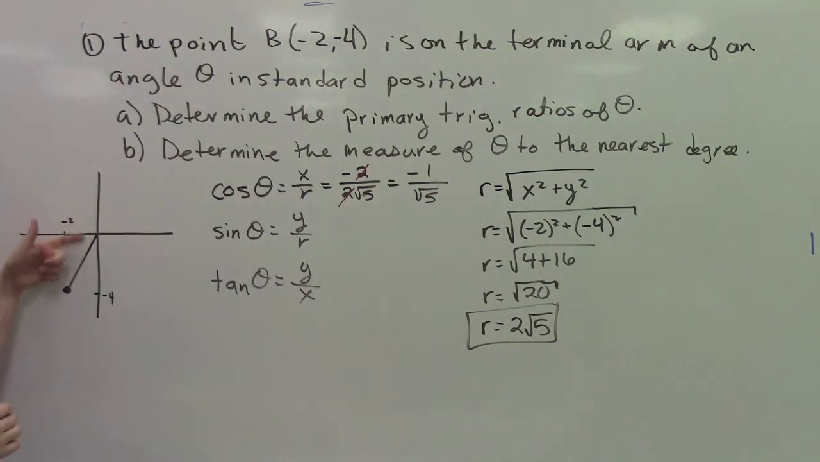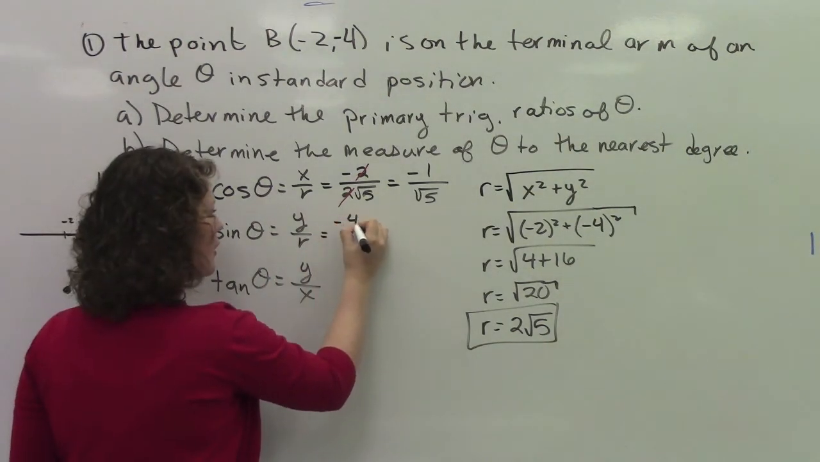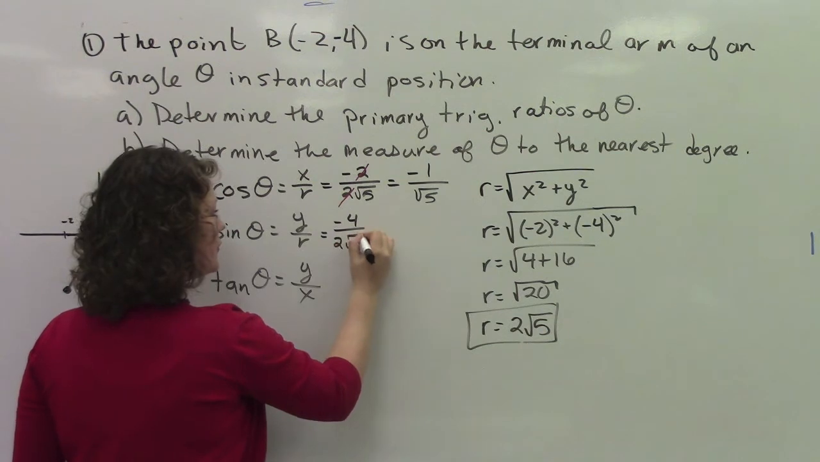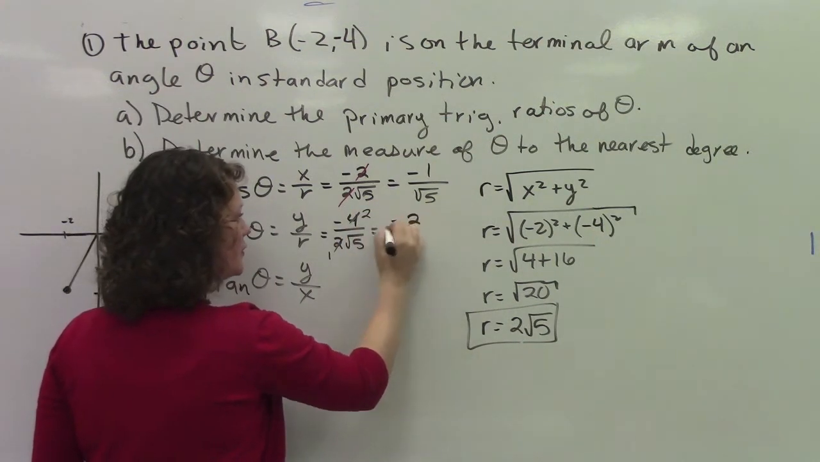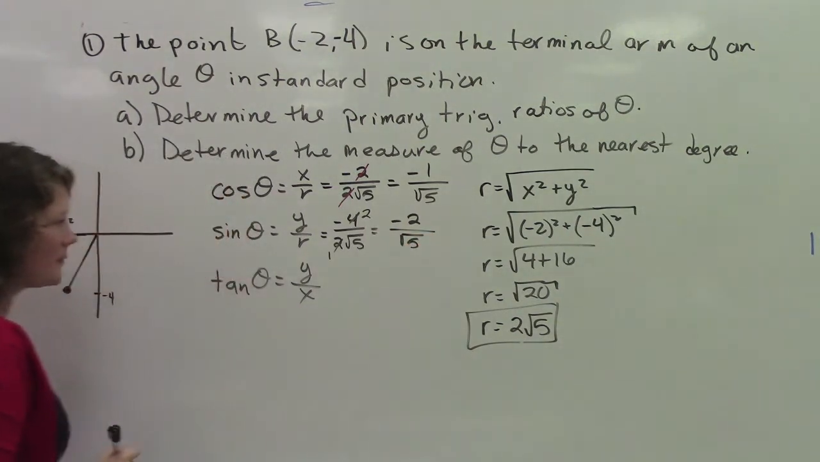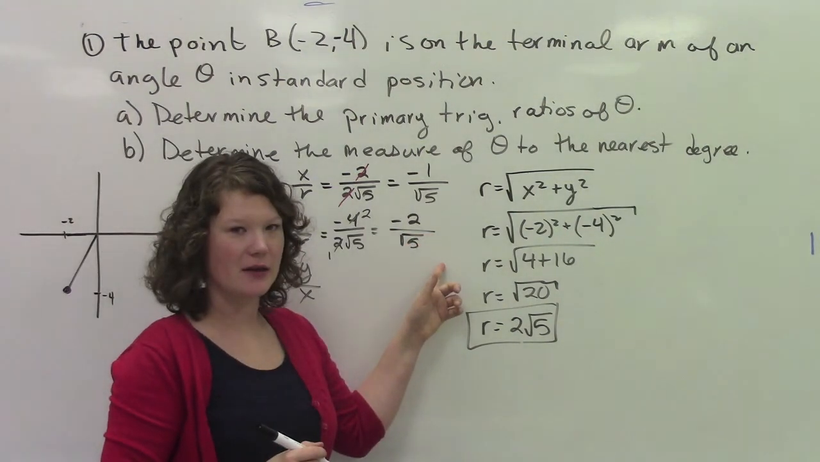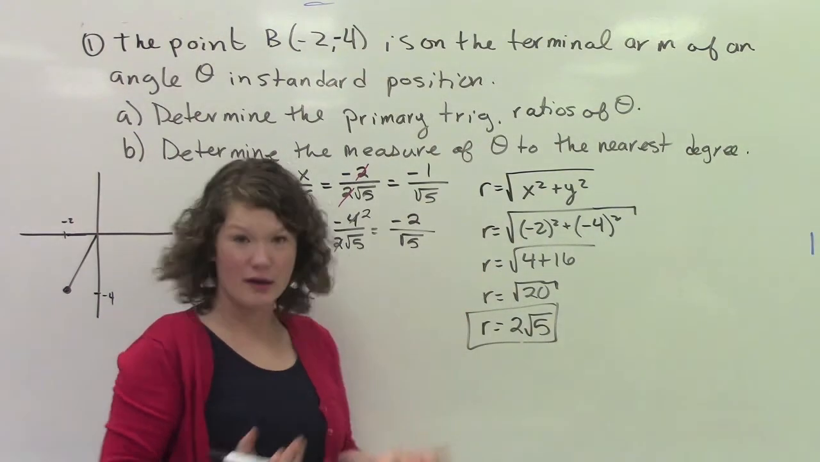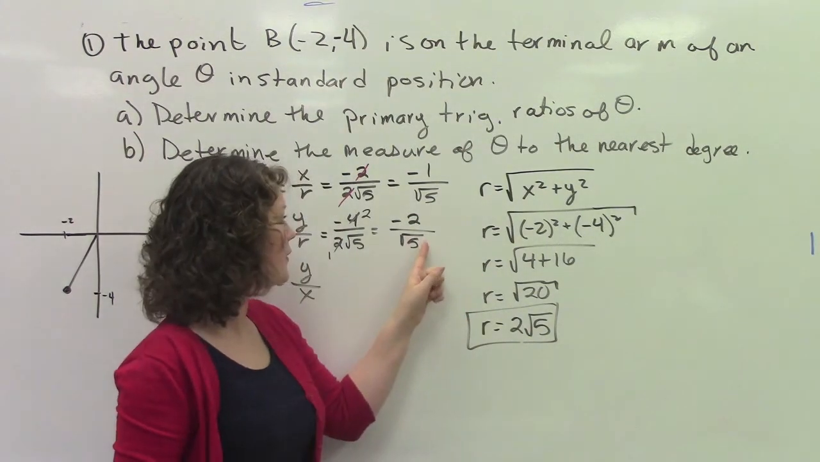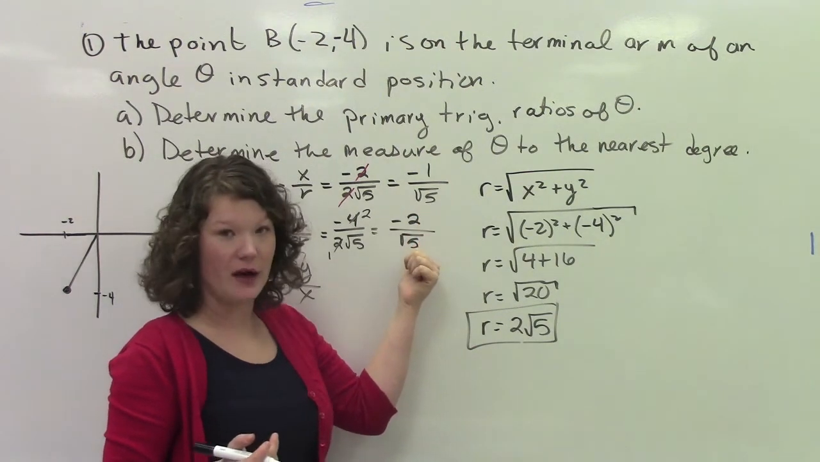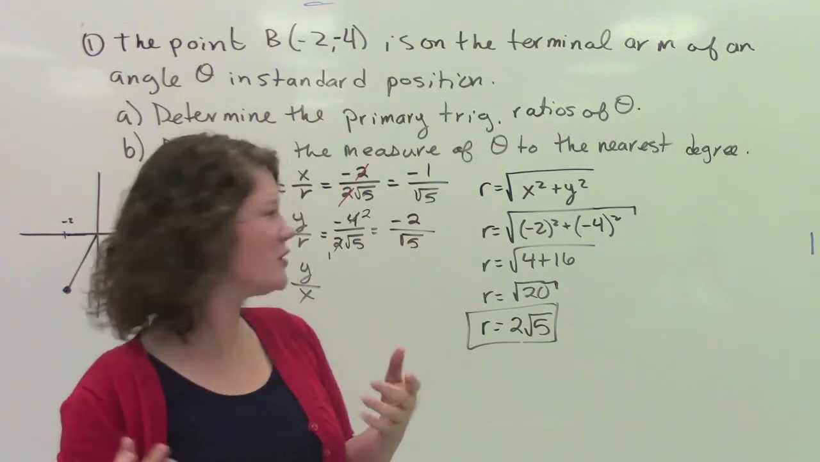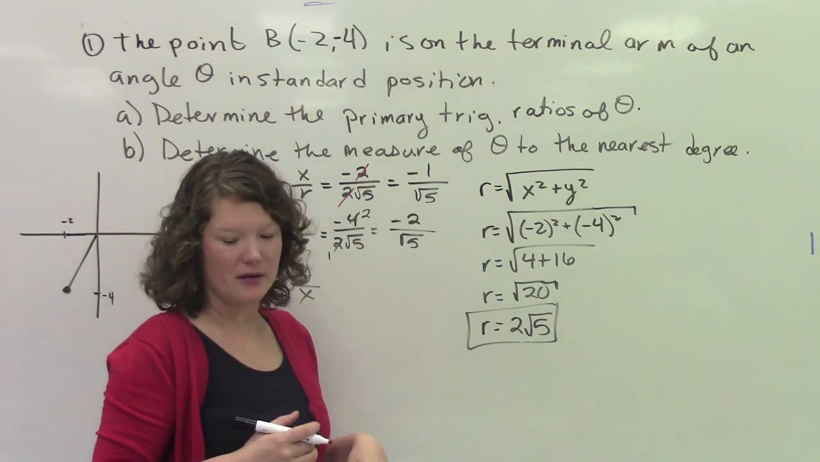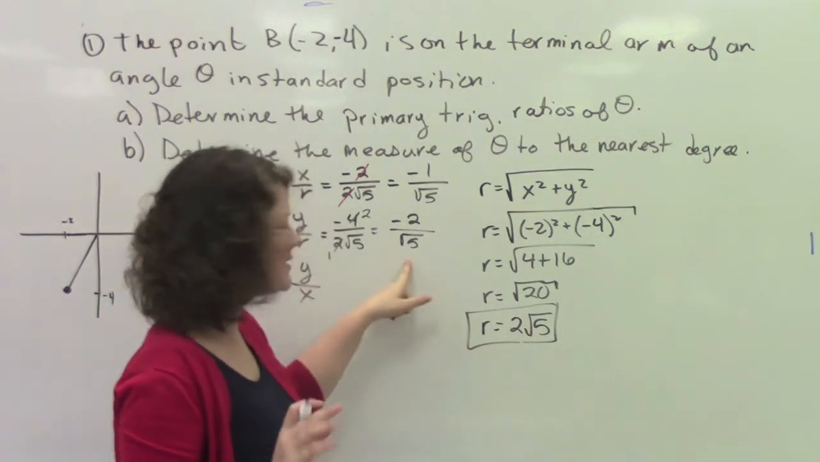My y is -4, so we get -4 over 2 root 5. 2 goes into 4 two times, so we have -2 over root 5. I'm not going to be super anxious about rationalizing the denominator. If we wanted to, we would multiply both the numerator and the denominator by root 5, so then you would have -2 root 5 over 5, just so we don't have that root in the denominator. But guys, it's all right. If you can do this, I'm fine with that.